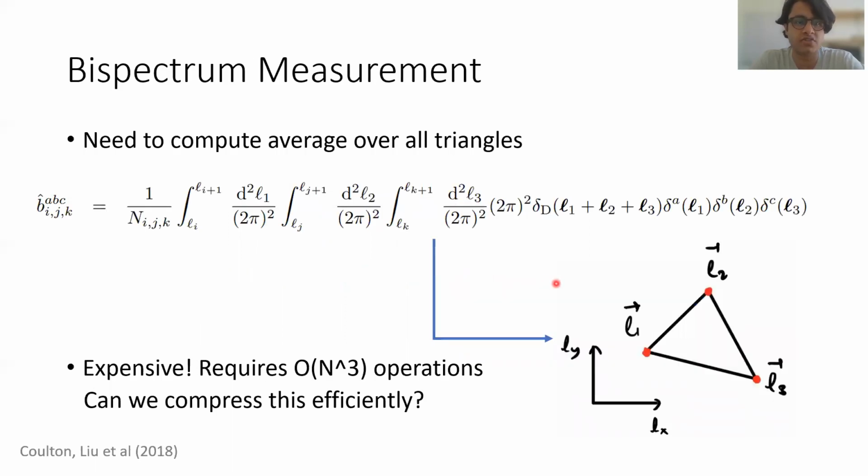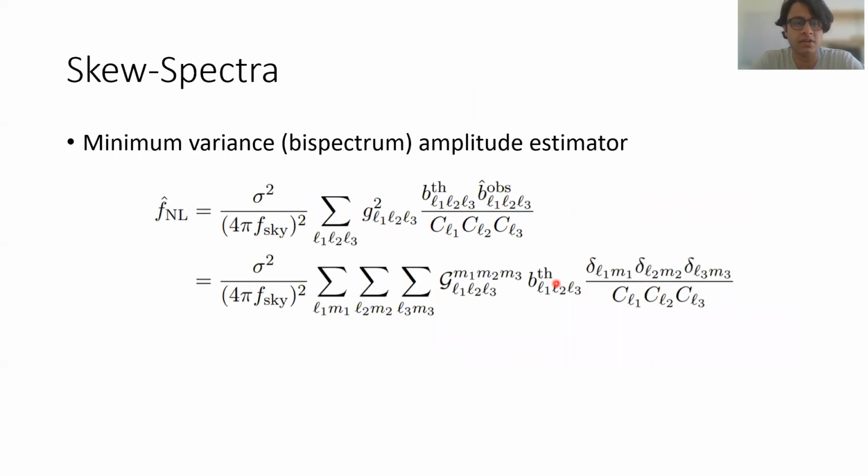Now, how do we actually measure these bispectra? That can simply be done by considering averages along all triangles in Fourier space. However, this is a very expensive operation. Naively, it requires n³ steps and at best requires n² log n operations. But that's still quite inefficient. We ask, can we compress this statistic efficiently? This is where the Skew-Spectra come in.